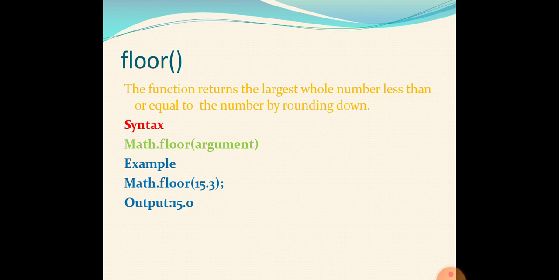Move on to the next one, that is the floor function. The floor function returns the largest whole number less than or equal to the number by rounding down. It is just the reverse of the ceil function. Ceil is up, floor is down. So Math.floor(15.3) will return the result as 15.0. Similarly, if we go for the negative one, if I write minus 15.3, then it will return minus 16.0.